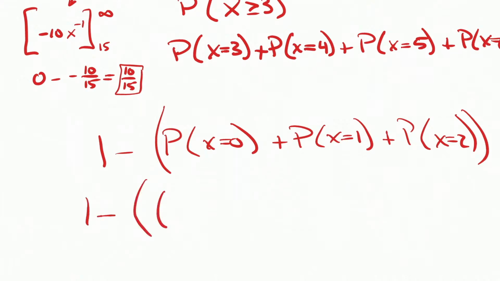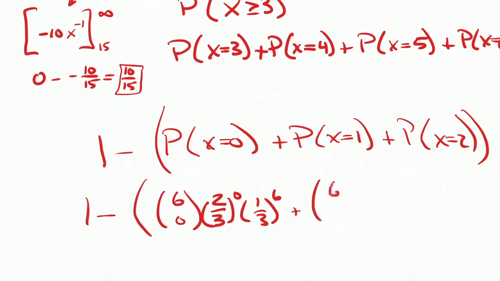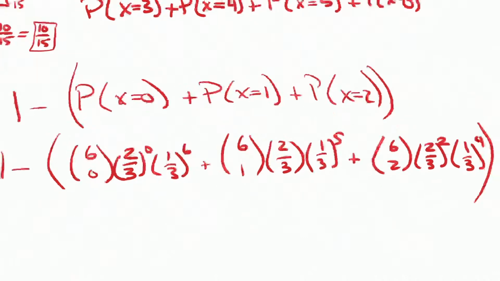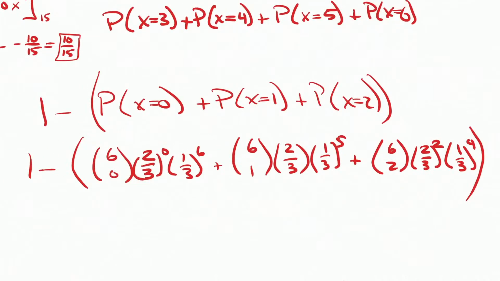And so that's going to look like this. You start off with 6 choose 0 times success is 2/3 to the 0 times failure to the 6th power. And then 6 choose 1, because one of them succeeds, and then 1/3 to the 5th. And then 6 choose 2, 2/3 to the 2nd, 1/3 to the 4th. There. So there it is. You could also write it all out with the probabilities there, using binomial probabilities.